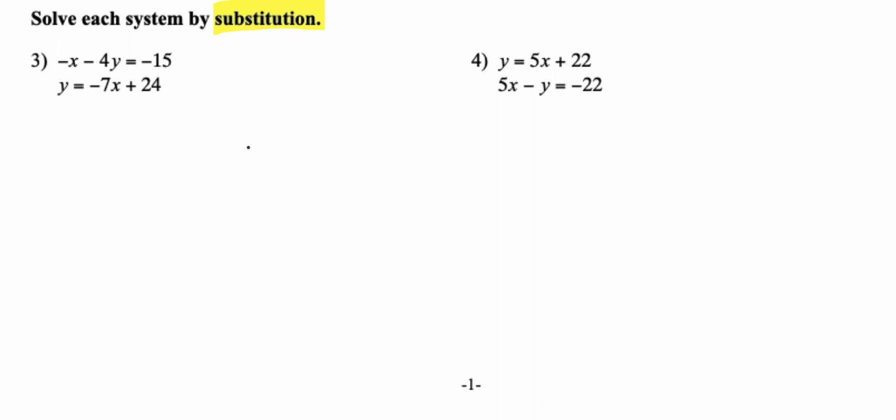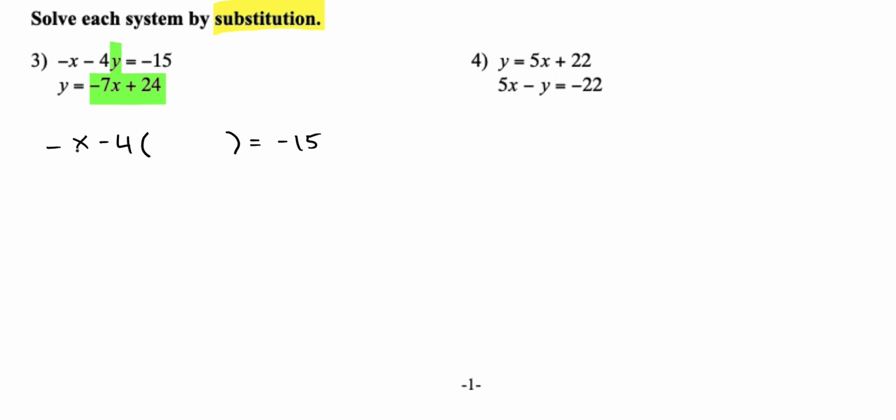So I'm going to use this bottom one because the bottom one tells me that y is equal to all of this, right? The bottom one says y is equal to negative 7x plus 24. So that means when I see y in my top line, I can replace y with all of this stuff. So we have negative x minus 4, and instead of y, I'm going to put a blank space. Everything else I'm going to write exactly the same way.